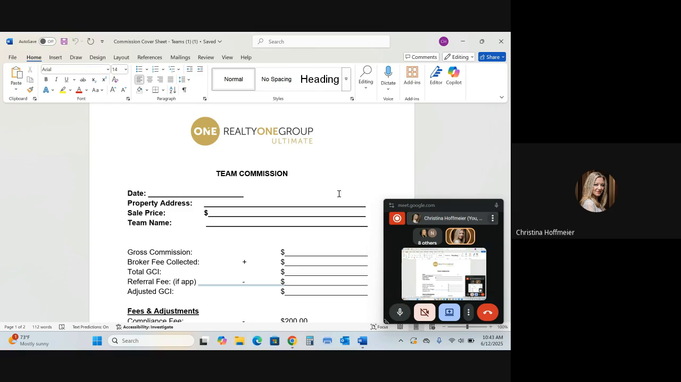So if you do have a team or are looking to form one, doing the commission cover pages will become your responsibility. You can have them fill it out. I just need you to sign or initial it to say, yes, this is right.